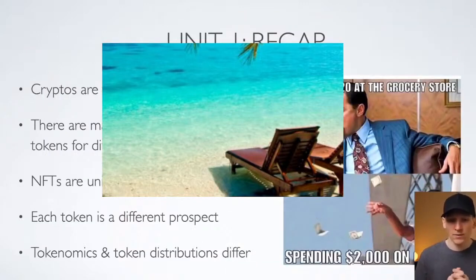Let's recap Unit 1 though. Cryptos are tokenized assets. That's all they are. They represent value and they are a digital representation of that. There are many types of blockchain and tokens for different use. NFTs are unique and not fungible. Cryptos are fungible. Each and every token, each and every project is very different. The tokenomics are different, so we have to know them before we start getting invested.